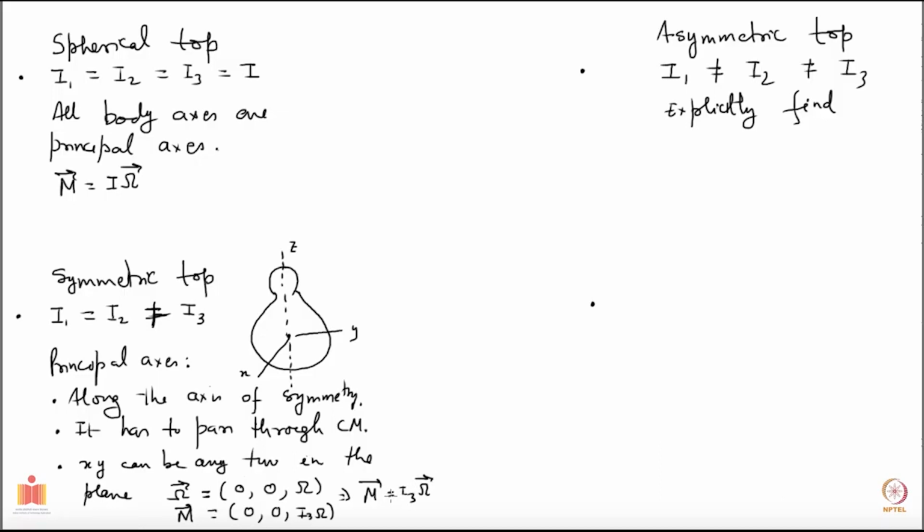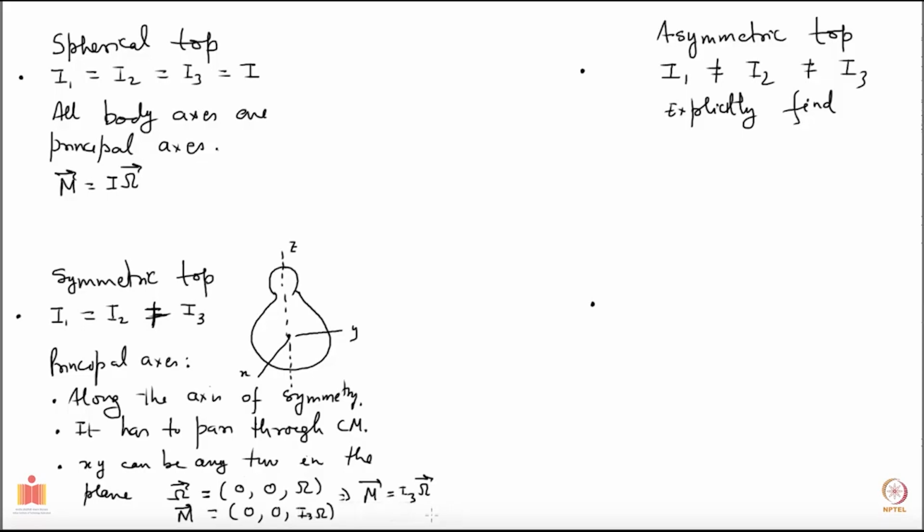So if you rotate your body about one of the principal axes, then the angular momentum will point along that direction, along the axis of symmetry, along the axis of rotation, not otherwise. In general, omega and M will point in different directions. Okay, that's good.